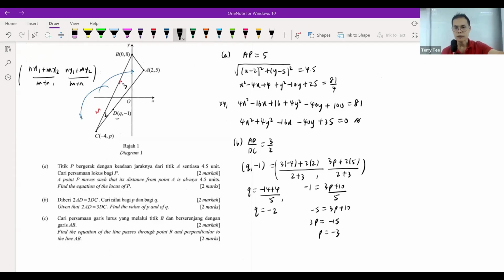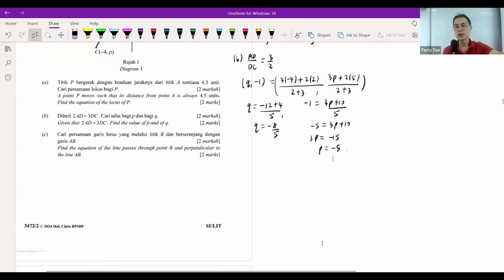Okay, let me see. I hope I didn't make any mistake here, right? Okay, I made a mistake here. Sorry, this is -12 plus 4, which is, Q is not a nice number, -8/5. Yeah, your P is a nice number. P is -3. All right. Sorry, -5.